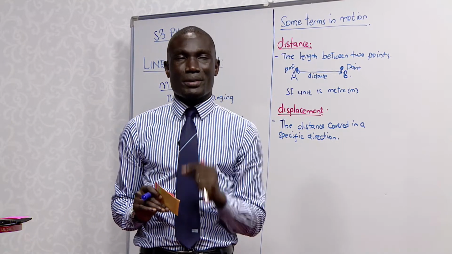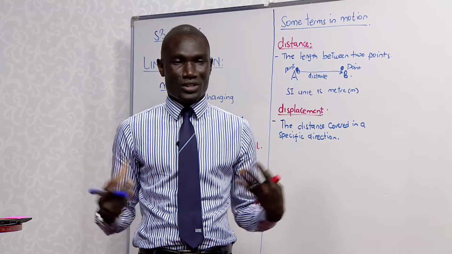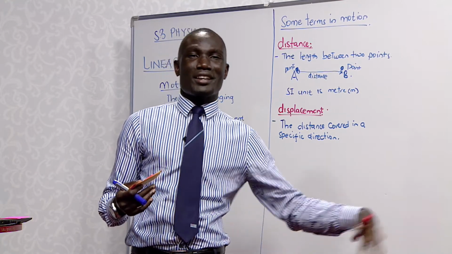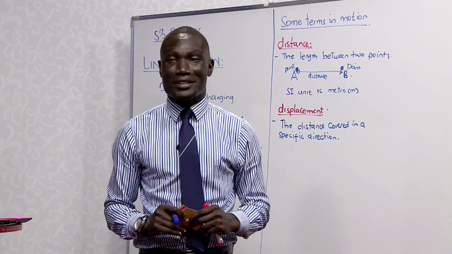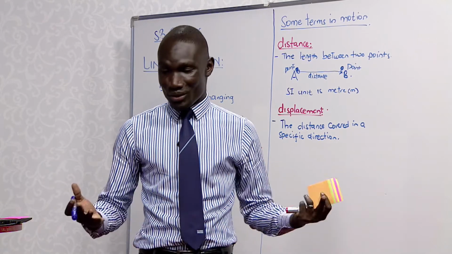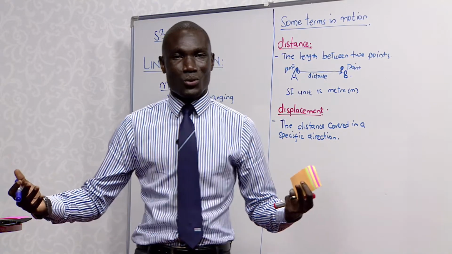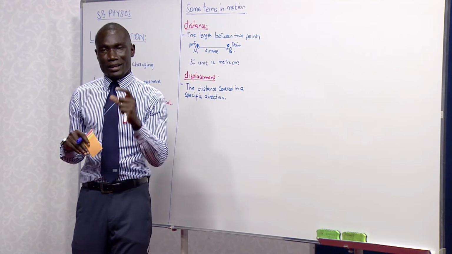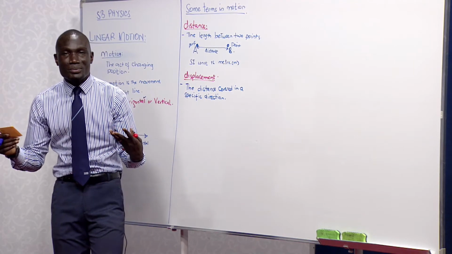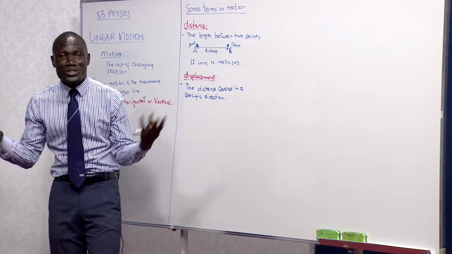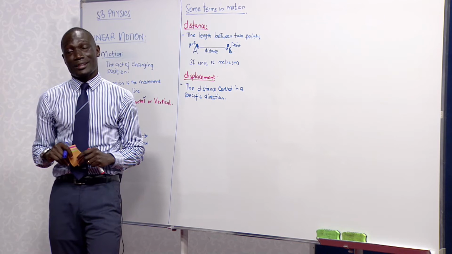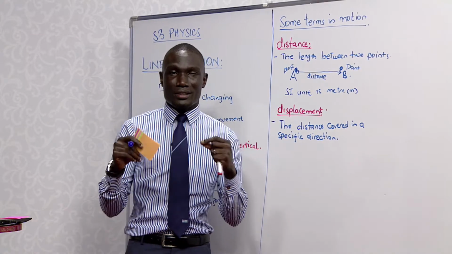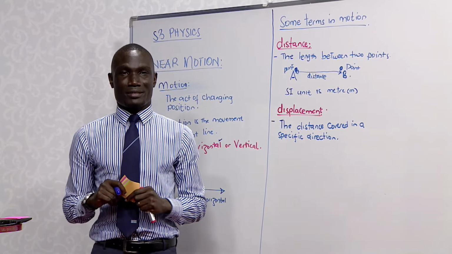If I gave you the same instruction, move a distance of 2 steps, the one who moves to his right-hand side 2 steps is also correct. That person is also correct. If I said move a distance of 2 steps and you moved backwards, you're also correct. Are we together? Good.